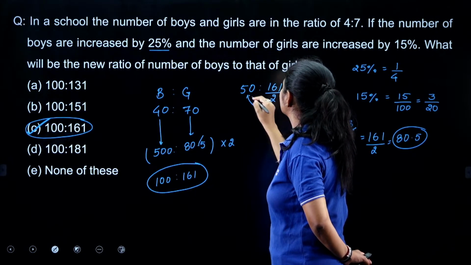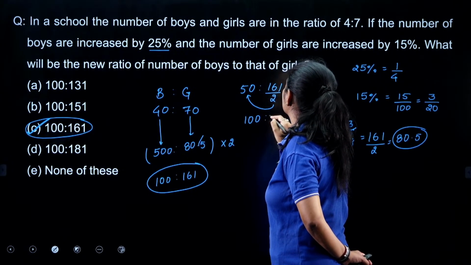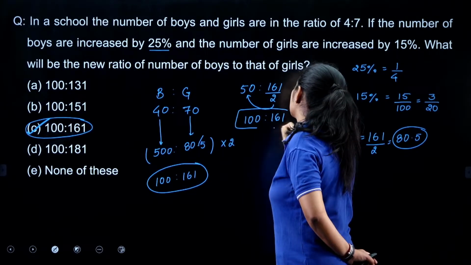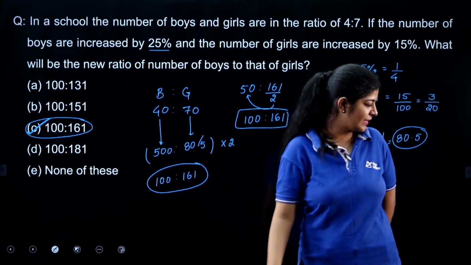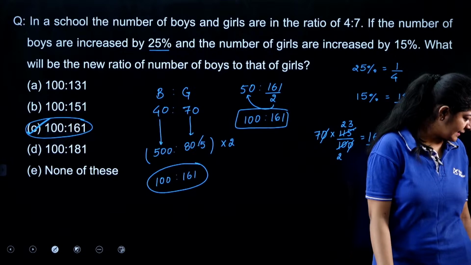When you transfer this 2 over here, you will get 100 to the ratio 161. Option number C is the correct one.